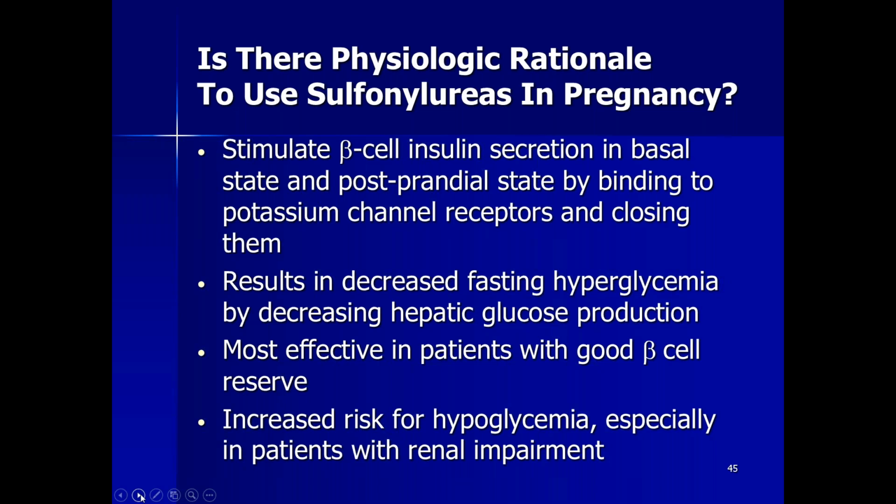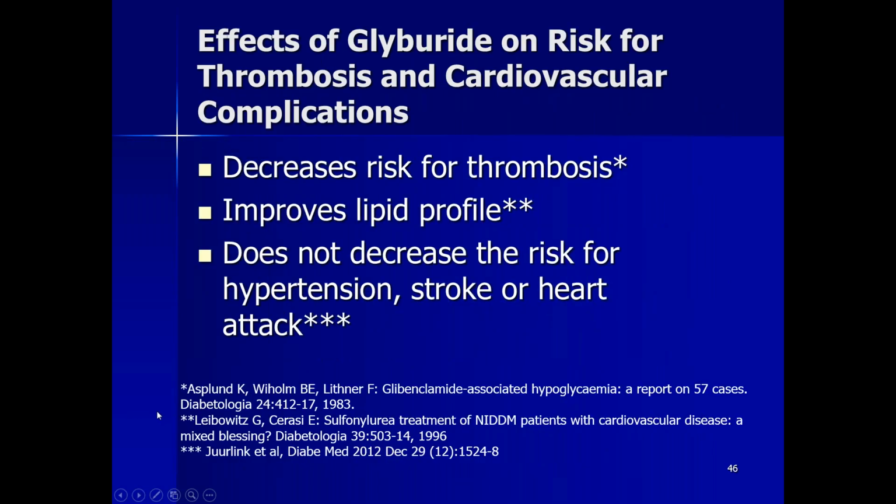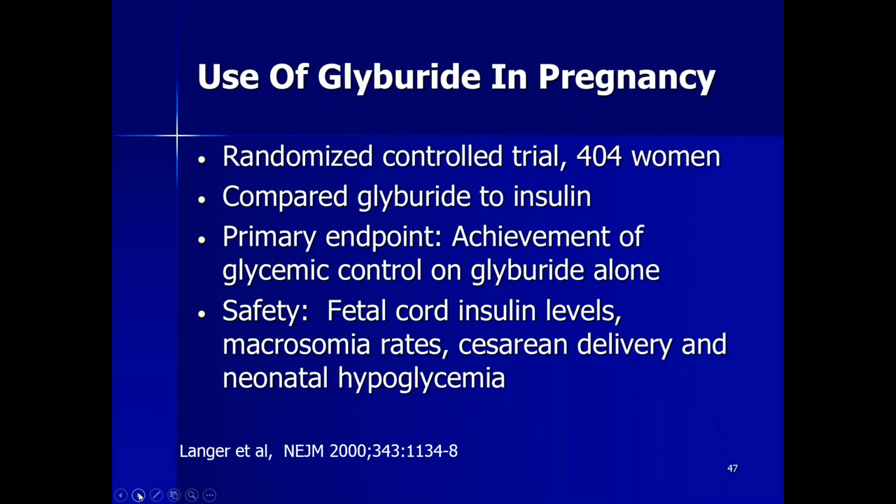well, but again, it's going to be most effective in patients who have either gestational diabetes or early in their diagnosis of type 2 diabetes, because you do need good beta cell reserve for the sulfonylureas to be effective. And again, don't use them in patients with renal impairment. Decreases the risk for thrombosis, improves your lipid profile a little bit, but overall, no decrease in the risk for hypertension or stroke. So those things are outside of pregnancy.